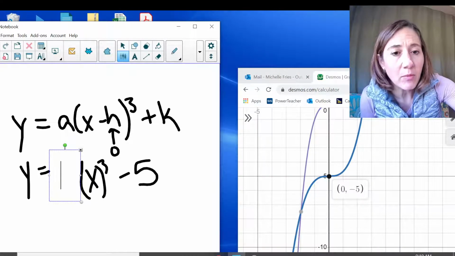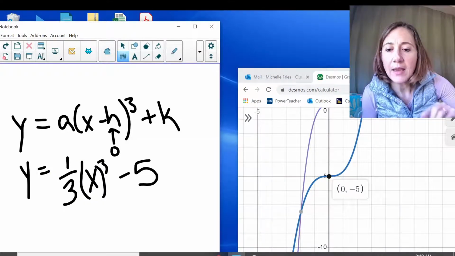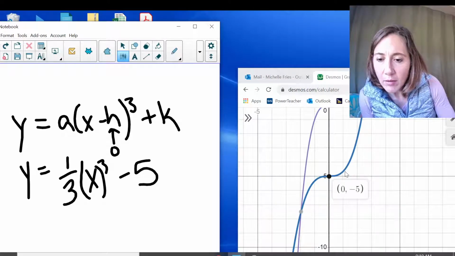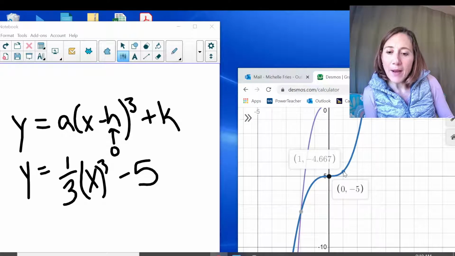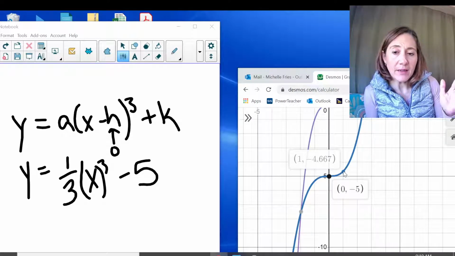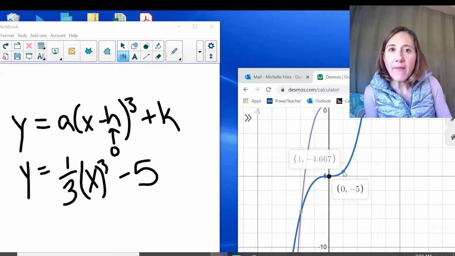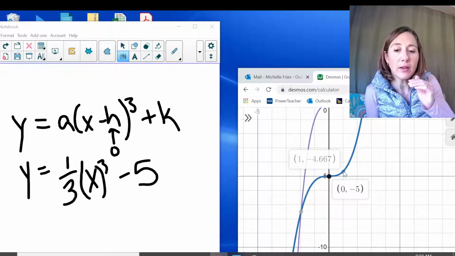So I think on the ones that you will have on your homework, it will be clear how much it goes up and over. So I'm having a hard time clicking right here. I think they'll label some points for you. There you go. Okay, so when my x value is 1, so I've shifted 1 over from my inflection point, I've moved 1 over. Do you see that y value of negative 4 2/3? Before I was at negative 5. Now I'm at negative 4 2/3, which means I've only gone up a third.